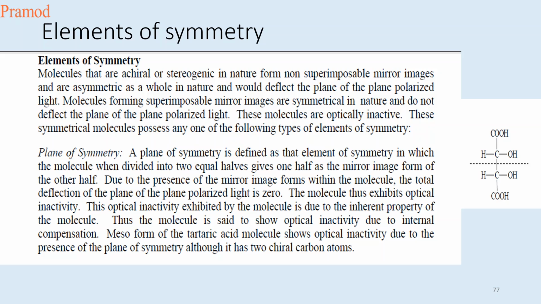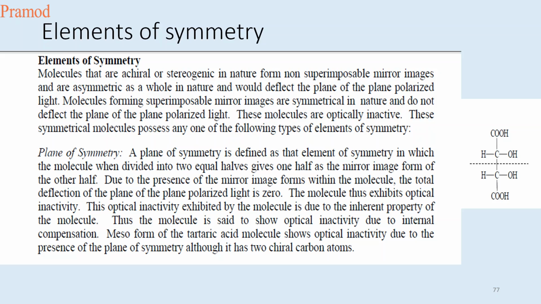So if you try to draw a line in between the two, this compound contains an inherent internal property, that is, they are mirror images of each other. They contain a plane of symmetry between the two chiral atoms. That's why they are said to be achiral. So this particular element of symmetry is known as plane of symmetry. It is an internal compensation. It is internal because of the internal plane of symmetry.